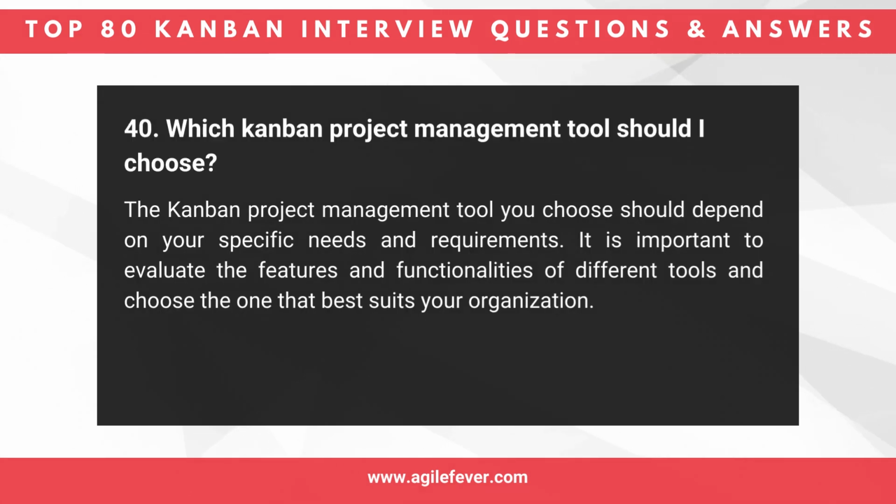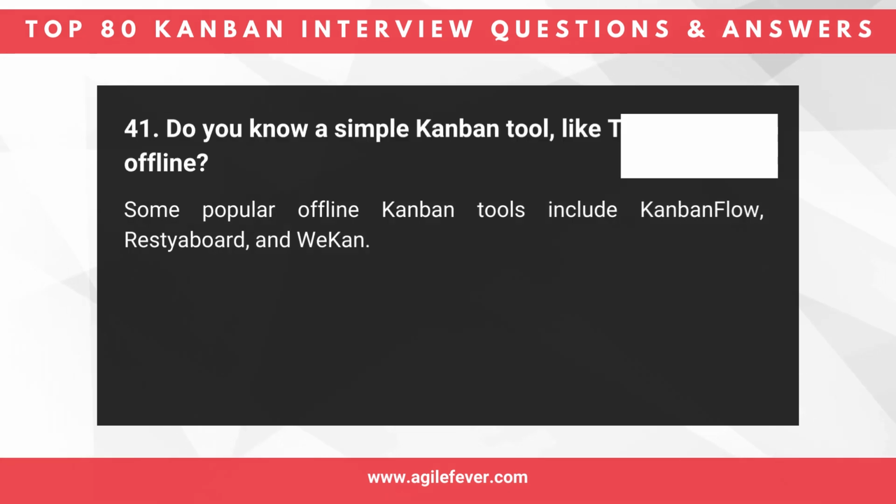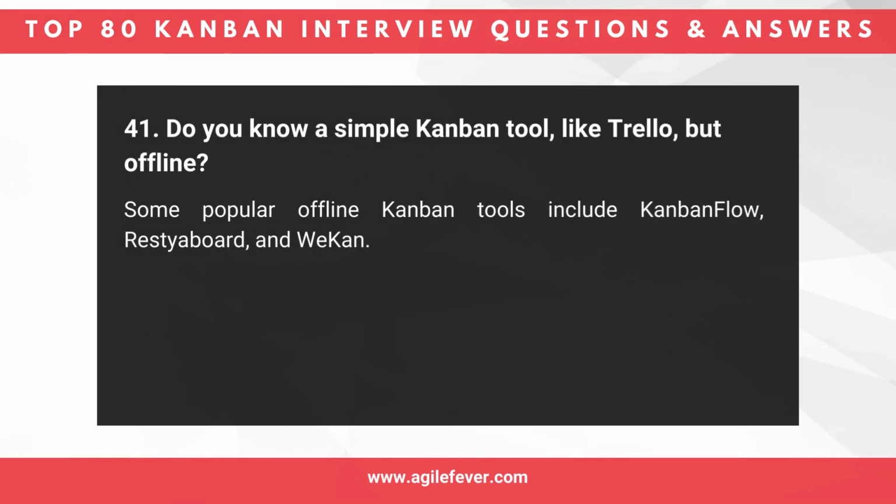Question 40. Which Kanban project management tool should I choose? The Kanban project management tool you choose should depend on your specific needs and requirements. It is important to evaluate the features and functionalities of different tools and choose the one that best suits your organization. Question 41. Do you know a simple Kanban tool, like Trello, but offline? Some popular offline Kanban tools include Kanban Flow, Board, and Wecken.